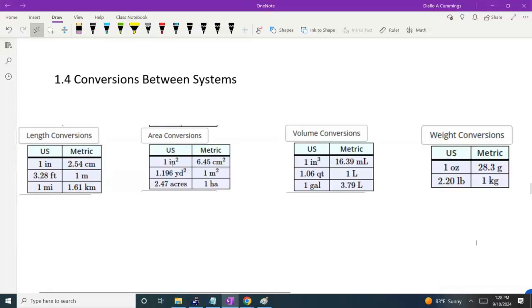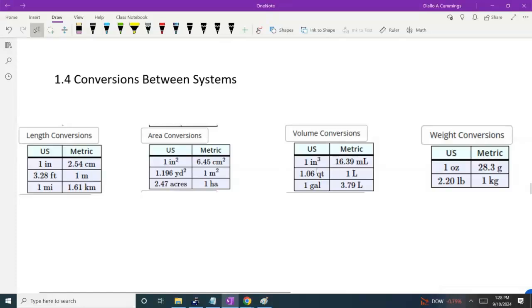Whenever you have square units, or your unit is squared, that's always an area measurement. So remember that the area is the amount of surface a figure has. So 1 square inch is 6.45 square centimeters. 1.196 square yards is 1 meter square. 2.47 acres is 1 hectare.